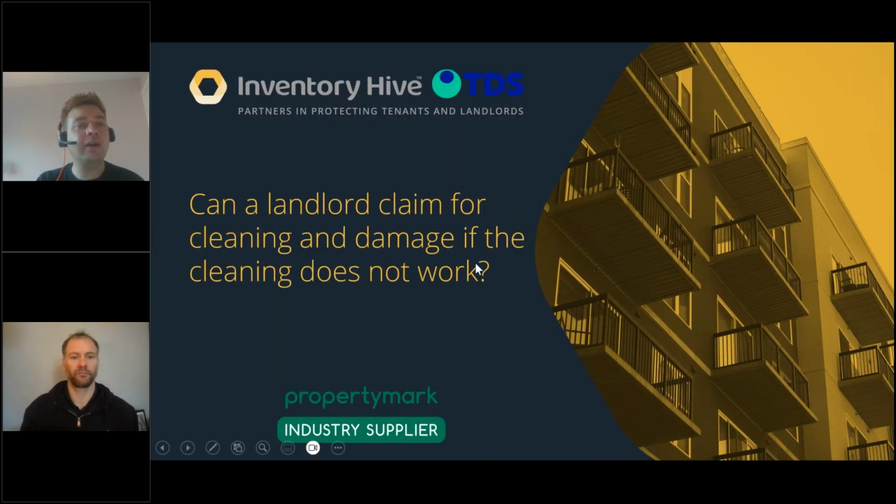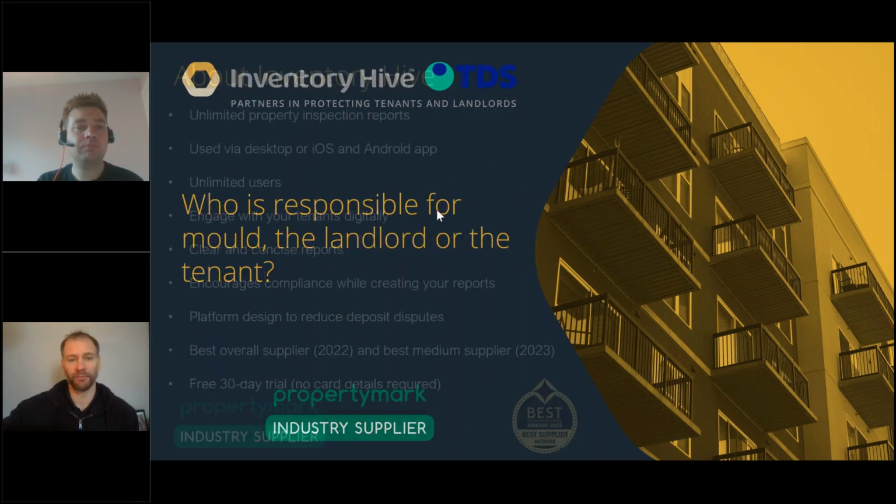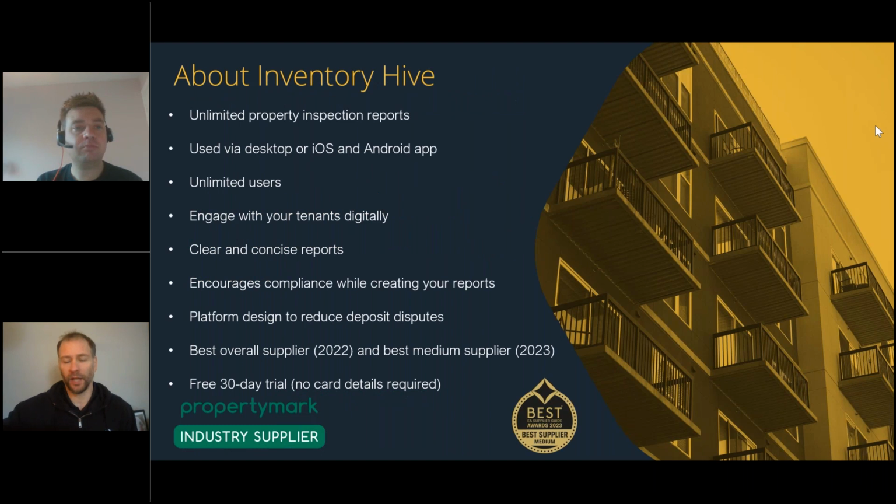Can a landlord claim for cleaning and damage if the cleaning does not work? The short answer is yes. You know, if the landlord is being reasonable and trying to clean a carpet stain, for example, initially, but that cleaning doesn't work, then it would seem wrong to penalise the landlord for trying to be reasonable about their remedies. So it's perfectly acceptable to claim for the cleaning cost and then also compensation for the damage, or perhaps even a contribution towards replacement if the damage is really severe. So yes, absolutely, no problem there.